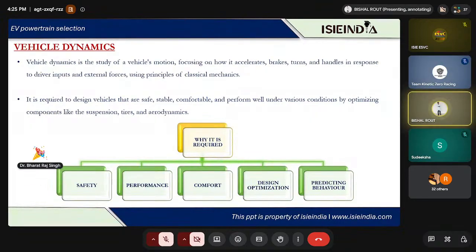Then we have something called design optimization, right? Vehicle dynamics is also used to optimize vehicle design before manufacturing physical prototypes. An automotive engineer has hundreds of design variables. For example, design variables like vehicle mass, the wheelbase, the track width, center of gravity height. Apart from that, they have rear end.